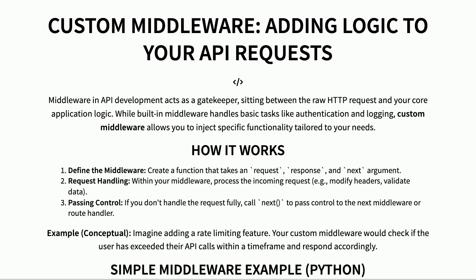You define this middleware as a function that takes the request object, the response object, and something called next. Inside the middleware, you can do things like check for authentication, validate data, or even modify headers. If you don't handle everything yourself, meaning you don't want to process the request fully, you need to call next to let the next piece of middleware or your main route handler continue processing.